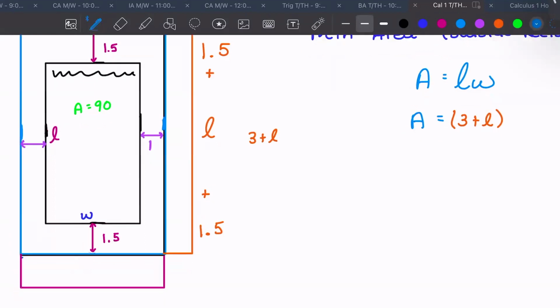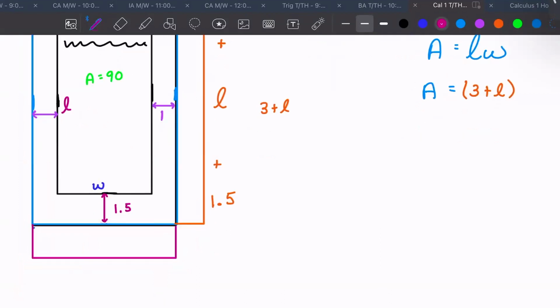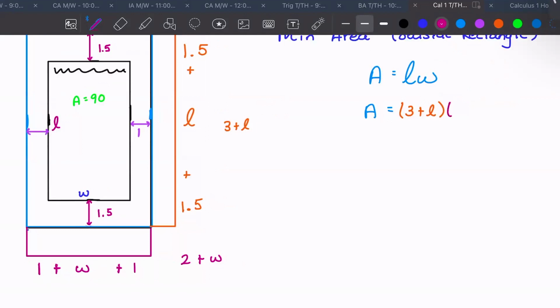So we're going to do the same thing with the width, okay? We know that that's 1 plus W plus 1. So that's 2 plus W. So times 2 plus W.